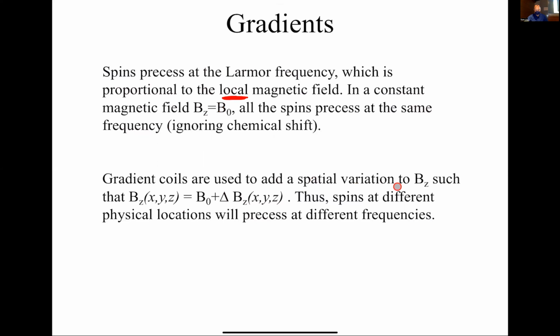So we're going to add a spatial variation to Bz such that Bz is a function of x, y, and z, equal to the main field plus some delta Bz that we've added. That's what the gradients do. The x gradient causes the variation in the x direction, the y gradient in the y direction, and the z gradient in the z direction. Therefore, spins at different locations can now precess at different frequencies. That was the key insight that led to MRI being used as an imaging modality.